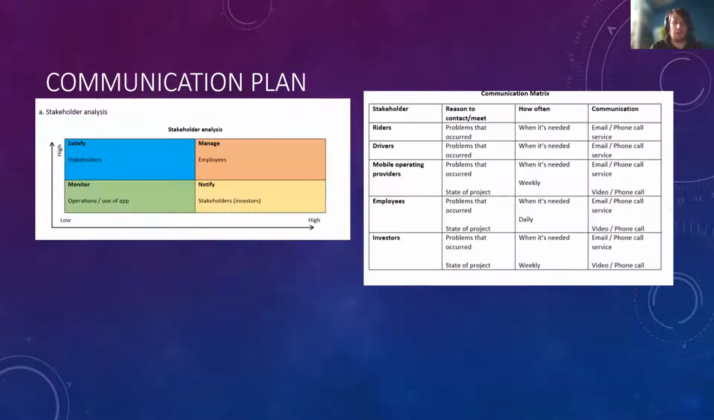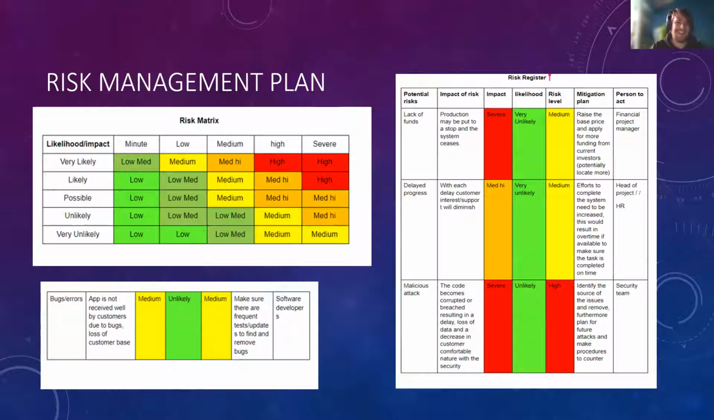And the final one we have in the bottom left is bugs and errors. The app is not being received well by customers due to lots of bugs and errors, and this will ultimately just cause a loss. The impact of this would be medium. Again, unlikely, because we would hope to create it and have minimal bugs due to testing. The risk level would be rather minimum, and of course, the mitigation technique would be make sure the app is frequently updated and tested to find and remove bugs, and this would go to the software development team.